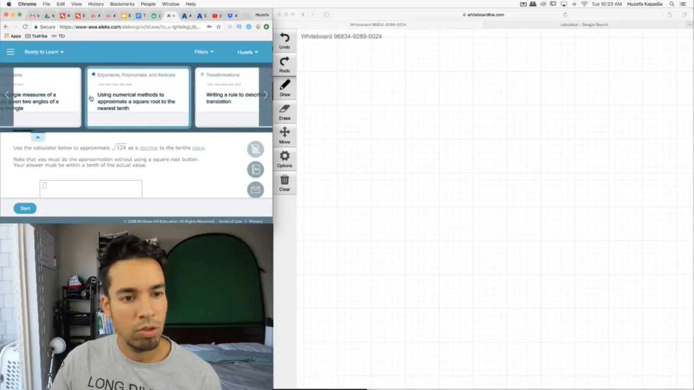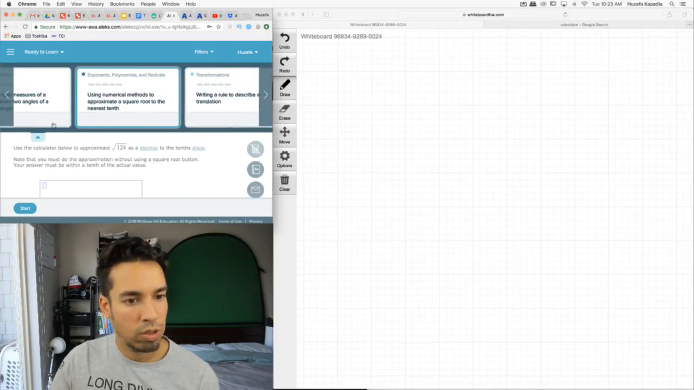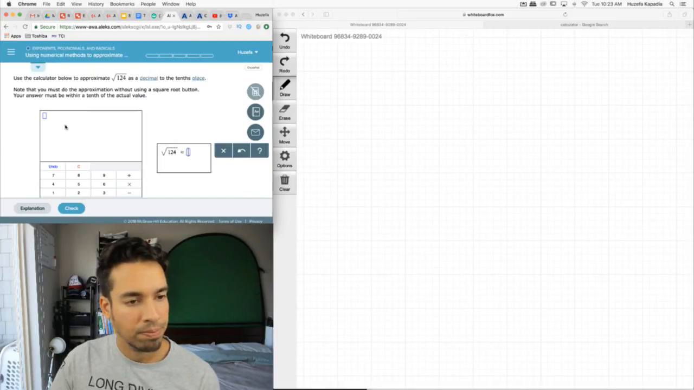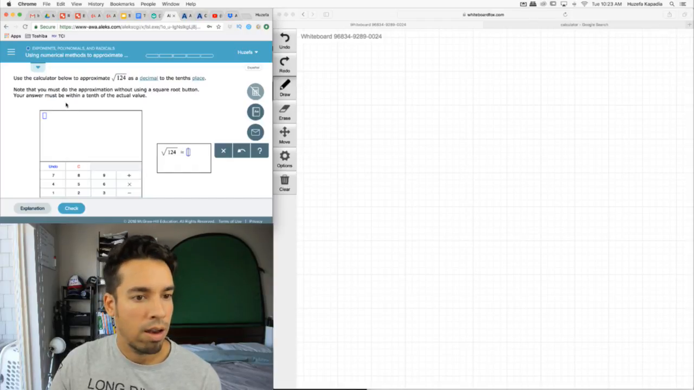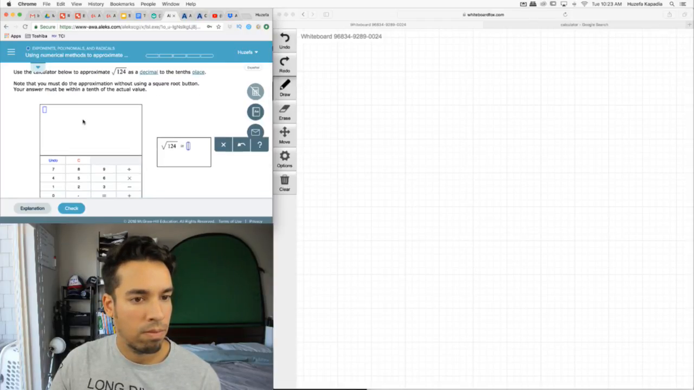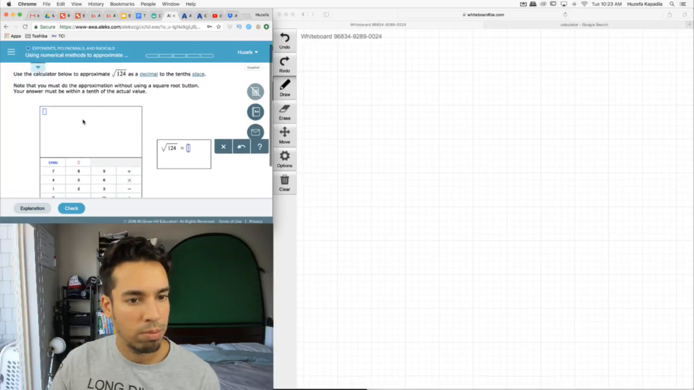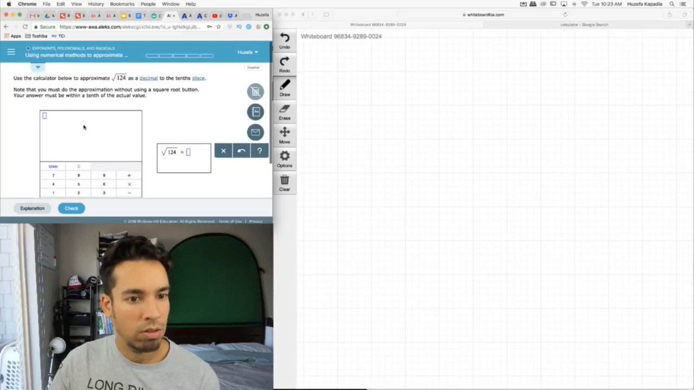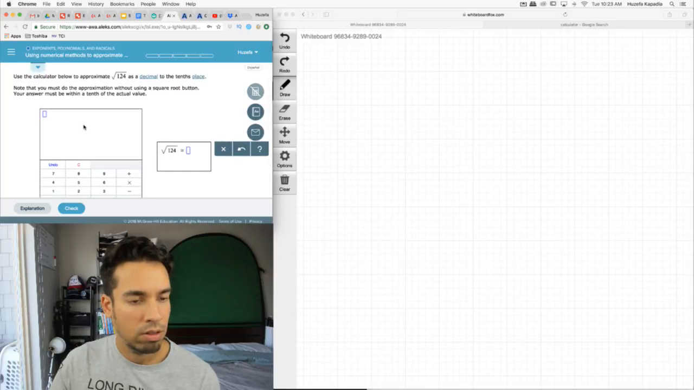Okay, using numerical methods to approximate a square root to the nearest tenth. Here we go. Okay, so use the calculator below to approximate the square root of 124 as a decimal to the tenth place, without using the square root button. What? Oh, wow. Okay. That's interesting. Well, let's think about it like this.